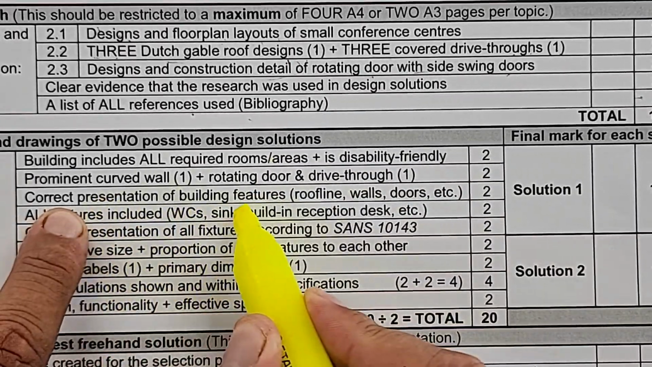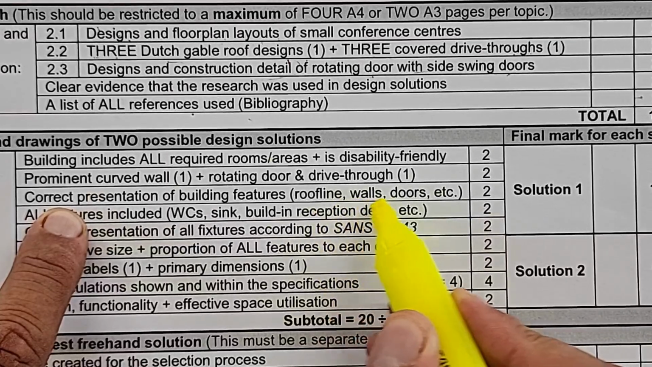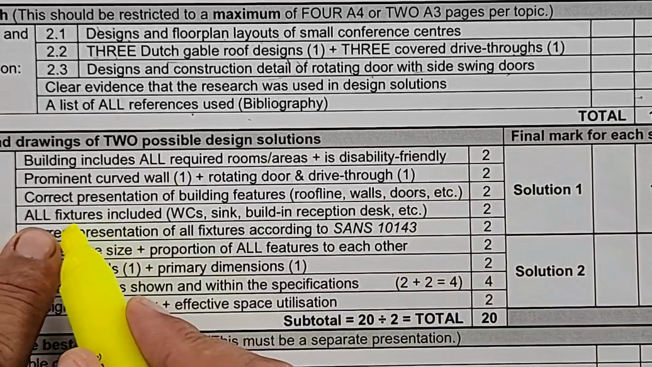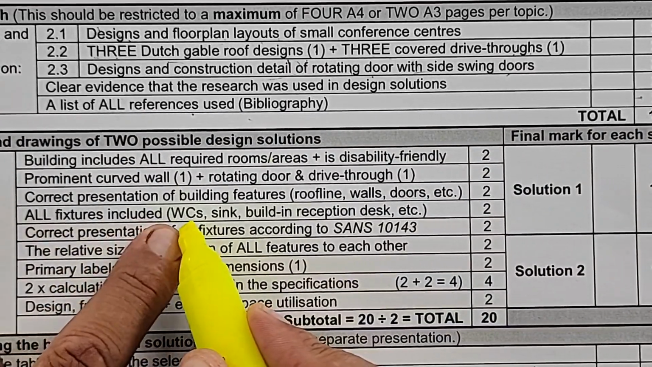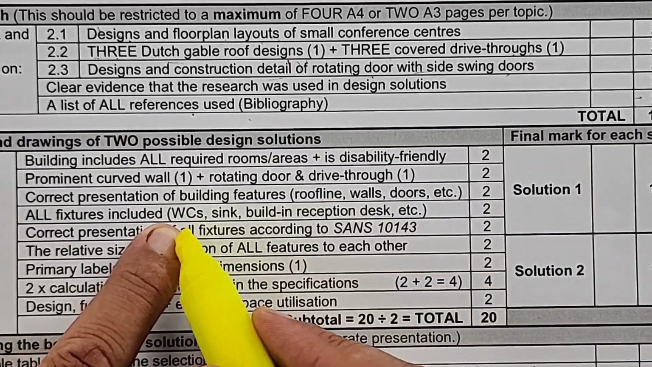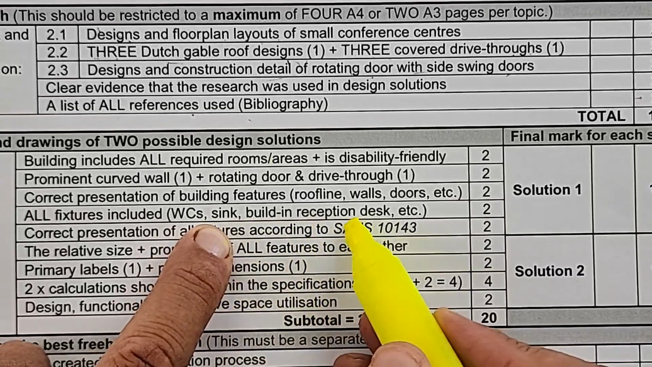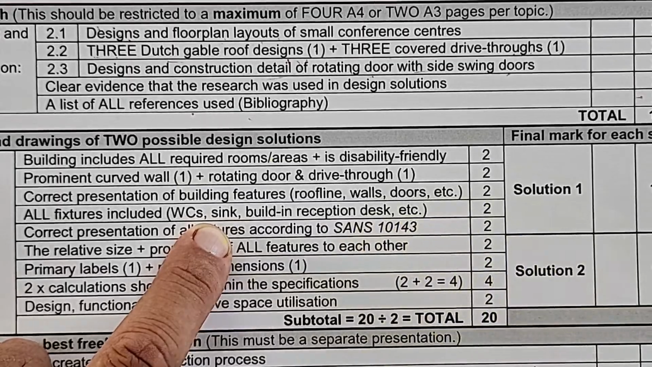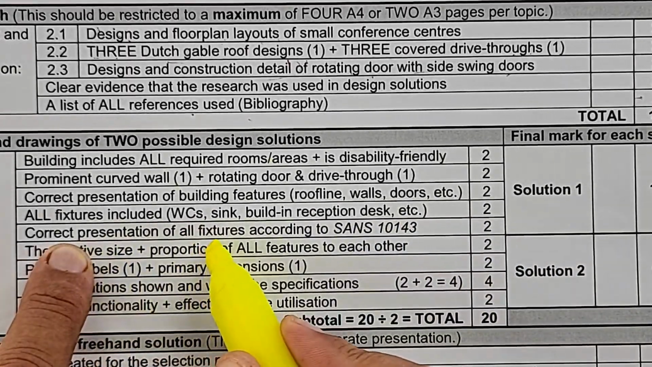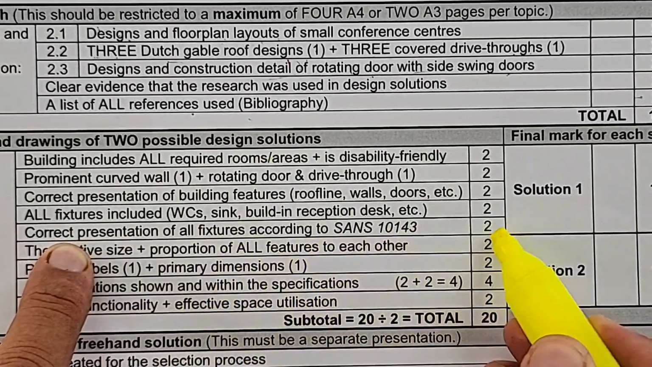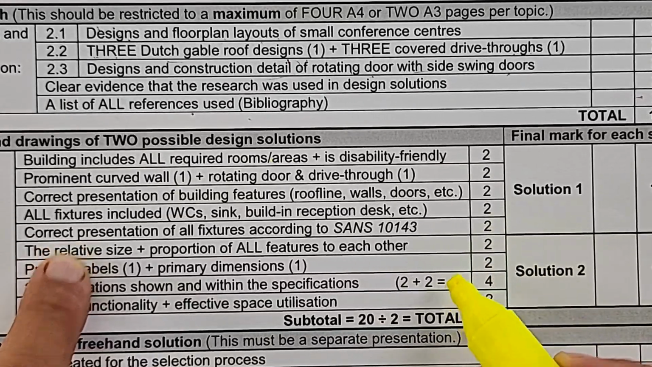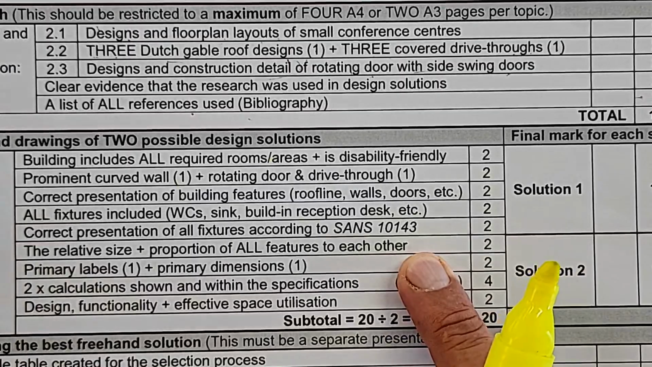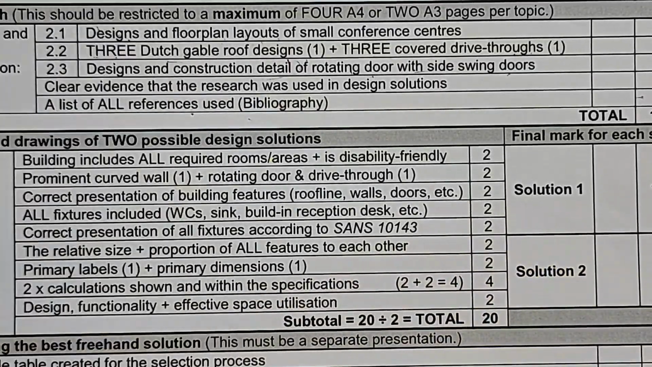Correct presentation of building features, in other words, the roof line, the walls, the doors. Have you indicated it according to SANS? 2 marks. All fixtures included. I'm going to check. Do you have all your toilets, all your sinks, built-in reception desk, the urinals, etc., whatever they required? Do you have that? 2 out of 2. Correct presentation of all fixtures according to SANS? 2 out of 2. The relative size and proportion of all features to each other. That's why this grid graph paper is important. I'll talk you through it next.